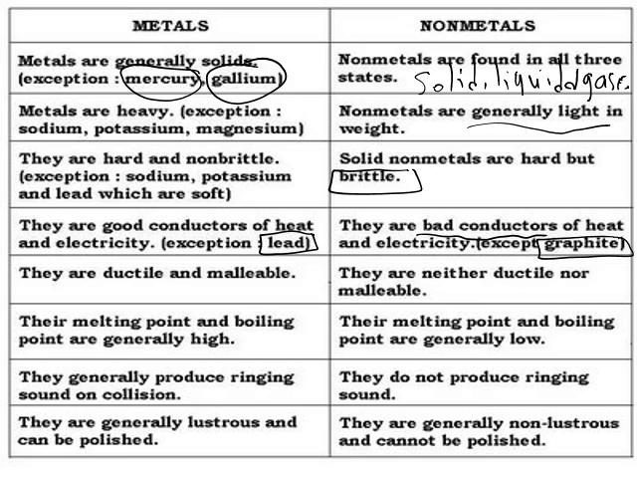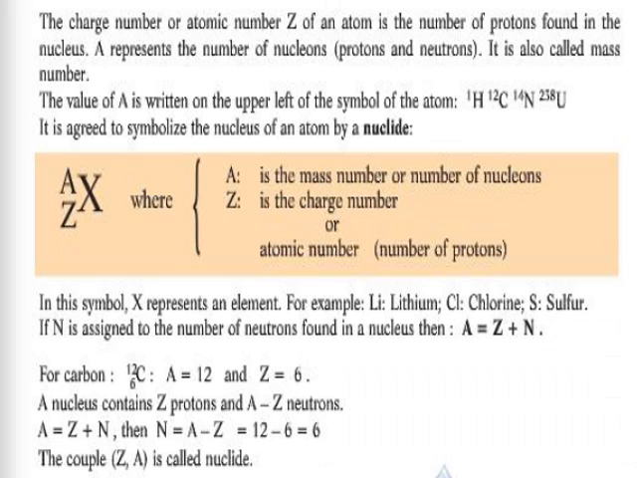Metals are ductile and malleable, while non-metals are neither ductile nor malleable. Metals have a high melting point and boiling point, while the non-metals have low melting and low boiling points. Metals produce a ringing sound on collision; non-metals don't. Metals are lustrous and can be polished, while the non-metals are non-lustrous and cannot be polished.